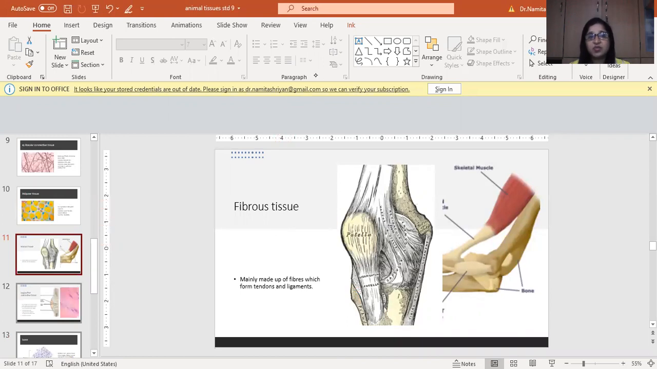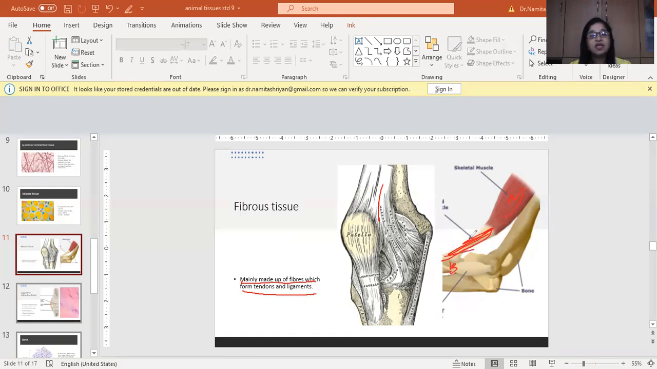When I'm saying fibrous connective tissue, it's very easy to understand that it is going to be made up of fibers, right? Fibers and fibers. So you can see more of fibers and less of the cellular elements to form tendons and ligaments. A tendon is a fibrous connective tissue which connects my muscle to the bone, right? So it is because of the contraction of these muscles that we are able to move our body parts. So it is this tendon.